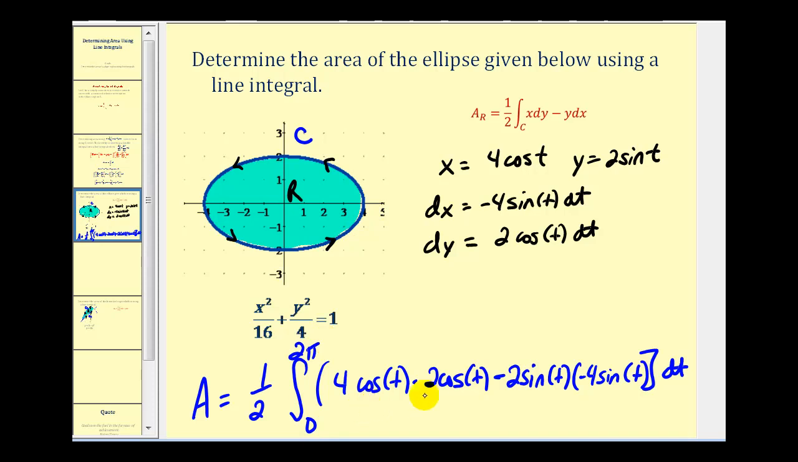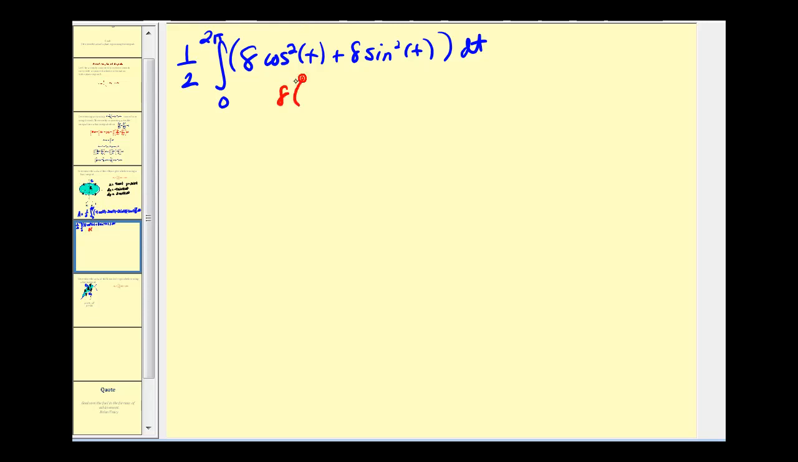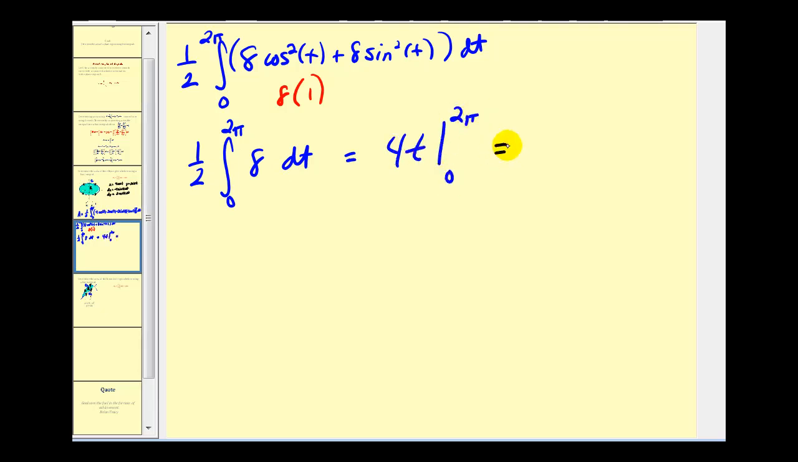Looks like we'll have 8 cosine squared t plus 8 sine squared t as our integrand. Let's go ahead and evaluate that. So if we factor out the 8, we're going to have cosine squared t plus sine squared t. That's equal to 1. So this simplifies nicely. This is going to be 8t times 1/2, that's 4t. So we're going to have 4 times 2 pi, that's 8 pi, minus 0. So the area of that ellipse would be 8 pi.